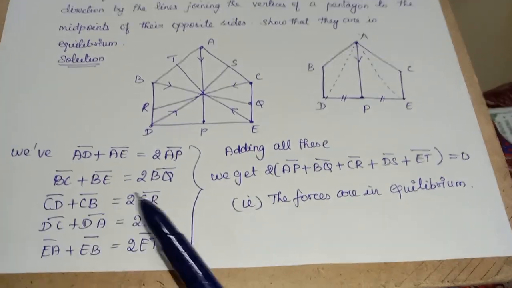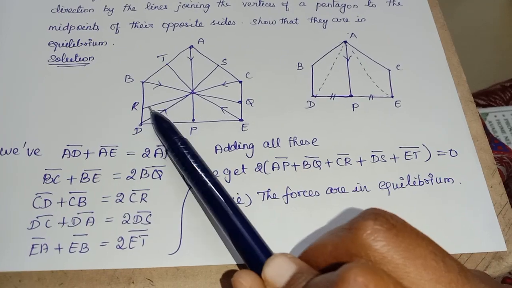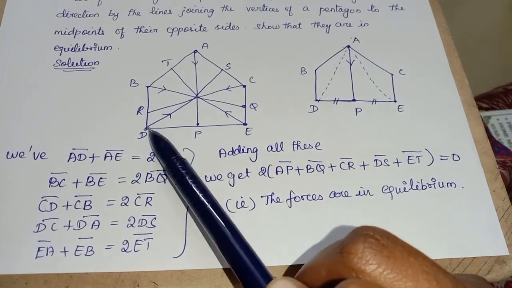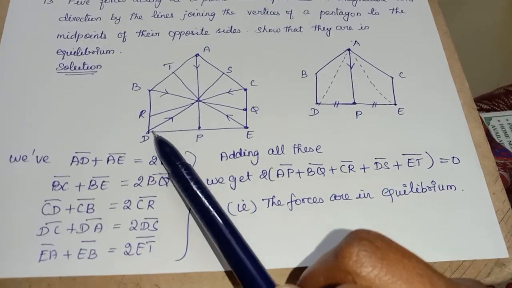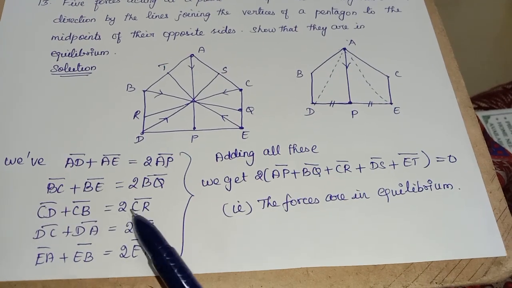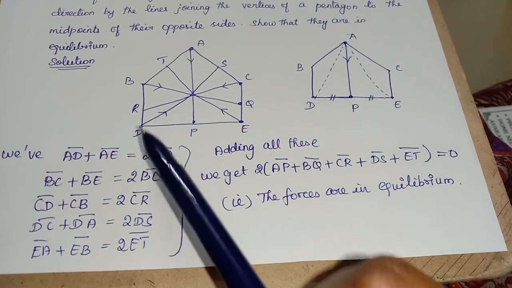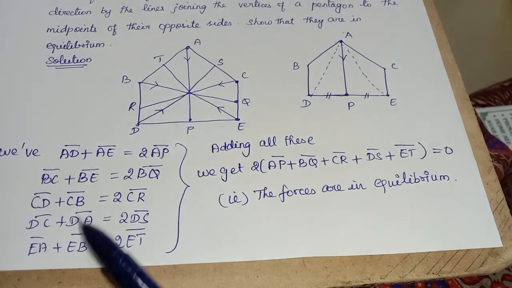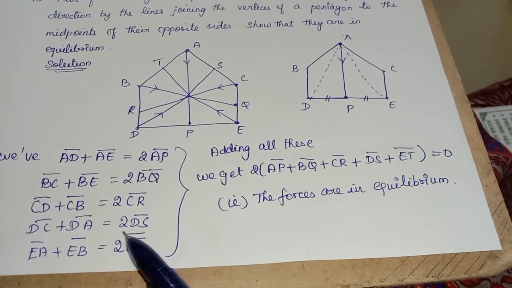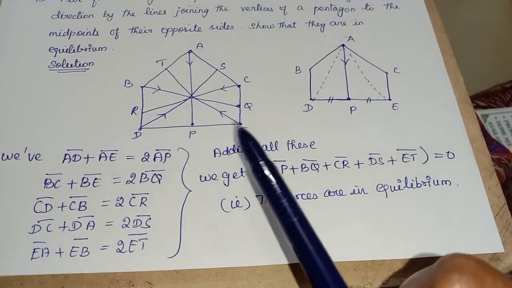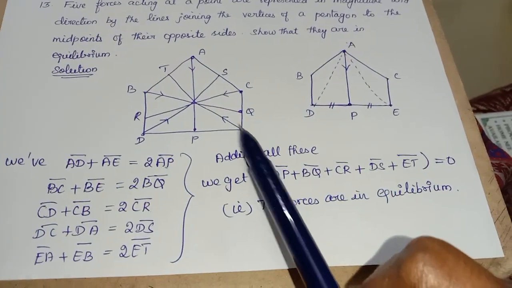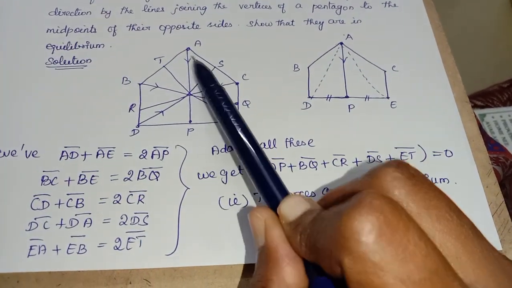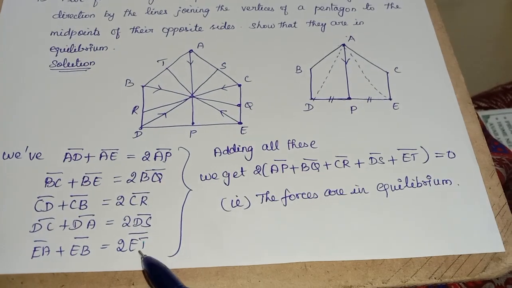And similarly, for CR, this is my CR. R is the midpoint of BD. So CB plus CD equal to 2 times CR. And what is the next vector? DS. S is the midpoint of AC. That means DA plus DC equal to 2DS. And similarly for the last vector, ET. T is the midpoint of AB, so EA plus EB equal to 2ET.